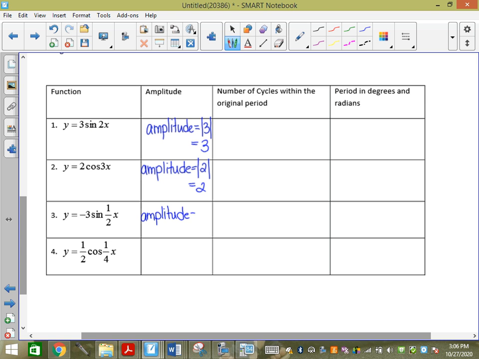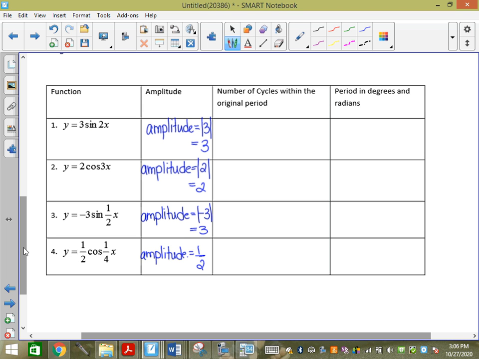What's the amplitude of number 3? 3. Please don't ever give negative amplitudes. What's the amplitude of 4? It's a fourth. Not a trick question. It's a half. I looked at the horizontal stretch, which is totally not what it is. Boom, a half. Deep breaths.